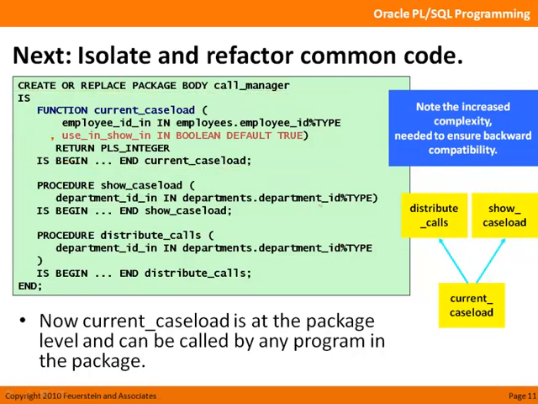And notice also that what will often happen as you do this, as you take logic that was inside one program and expose it for use in multiple programs, is that it will get more complicated. For example, I might need to add a parameter saying that I'm using it to show. In other words, I'm using it from show caseload, or I'm not using it from show caseload. Because if I'm using it from show caseload, maybe there's some additional functionality that's necessary or relevant to the display process.